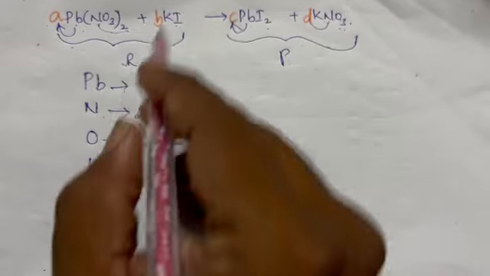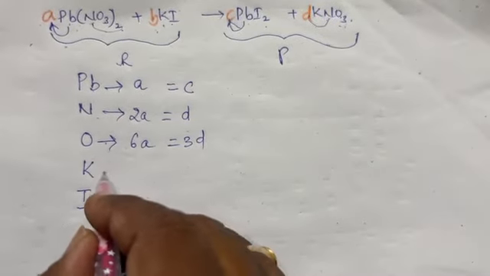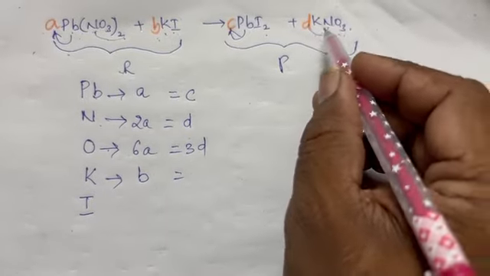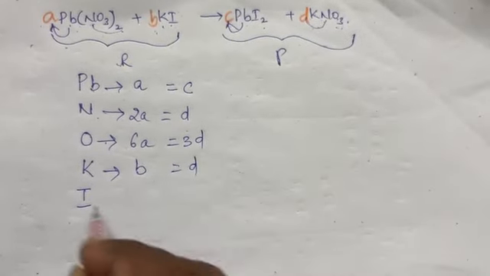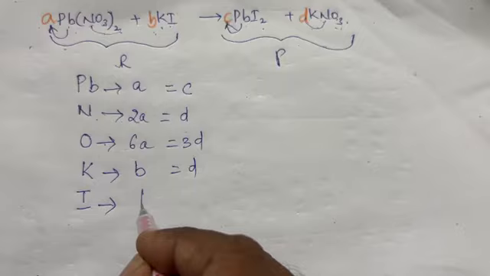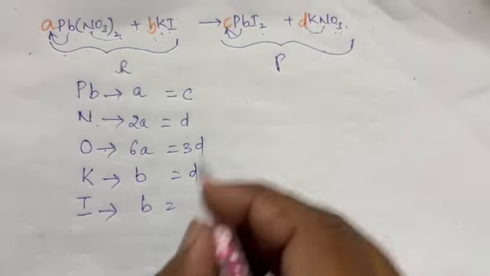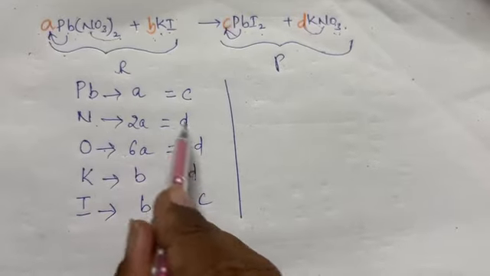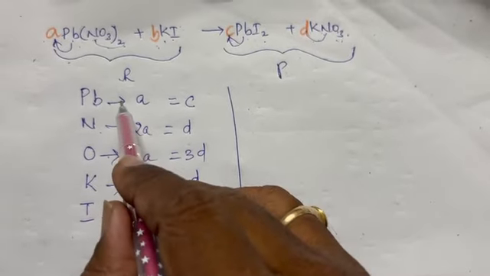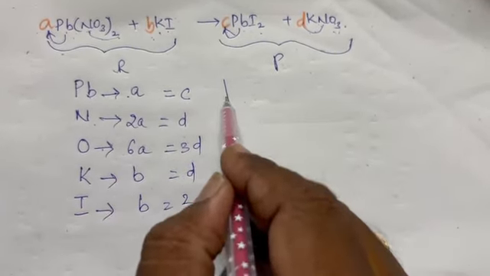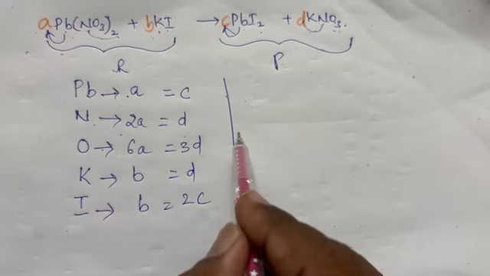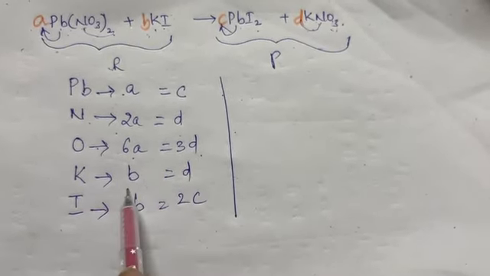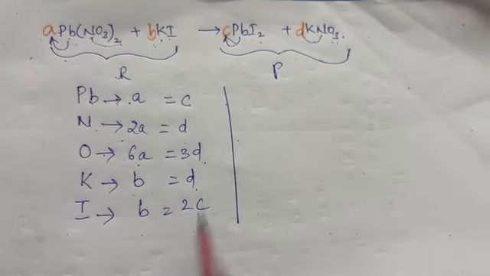Right, and then potassium. Potassium in the reactants is B, and here it is D. And the last one is iodine. It is also B, but the iodine here is 2C. So we got all the equations: we equated lead on both sides, nitrogen on both sides, oxygen on both sides, potassium on both sides, and iodine on both sides.